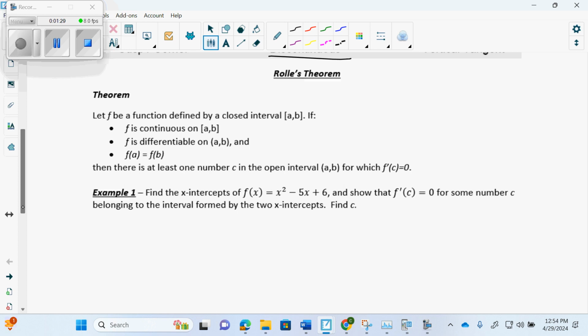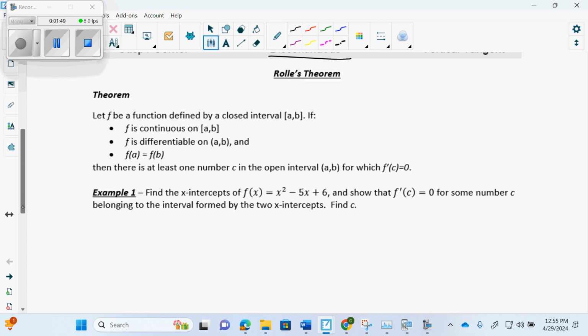Now the catch for Rolle's theorem is that it also has to be differentiable. So there can't be any cusps, there can't be any vertical tangents, and the graph has to be continuous, which we covered in part A, right? If it's continuous, that's already a good thing. Now, the other thing for Rolle's theorem is that your endpoint, f of a, has to equal f of b.